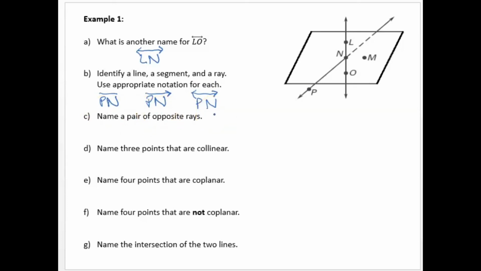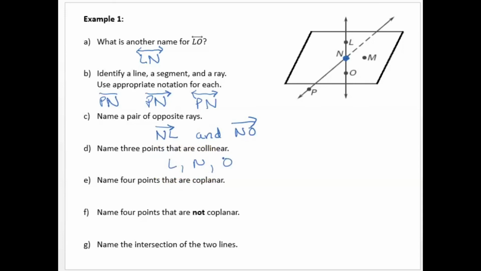Name a pair of opposite rays. So for this, there's really only one option here, and you would use point N as your endpoint, and then the rays that are opposite would be NL and NO. Next, name 3 points that are collinear. So any 3 points that are on the same line, and for example, that could be L, N, and O.